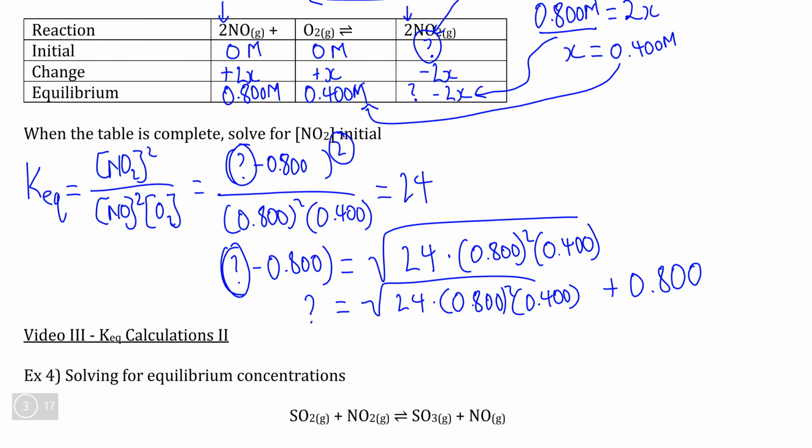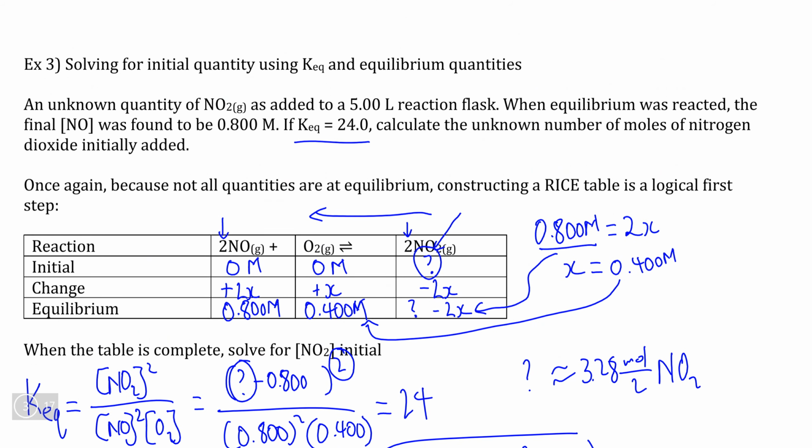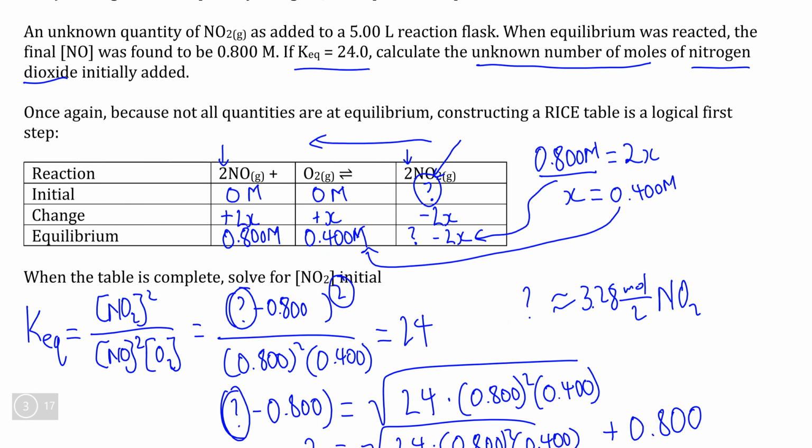And if you take the time to put all of this into your calculator, we can find that our unknown initial concentration comes to approximately, because there's a square root, so the decimal is going to get messy, approximately 3.28 moles per liter of nitrogen dioxide. Now, the lazy among you or the inobservant among you will just assume, okay, we found this unknown, we're done. But we need to be careful about the question, because the question asked us to calculate the unknown number of moles of nitrogen dioxide that got added.